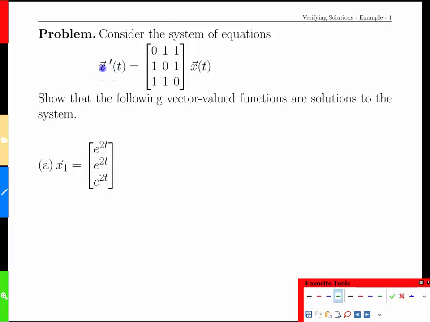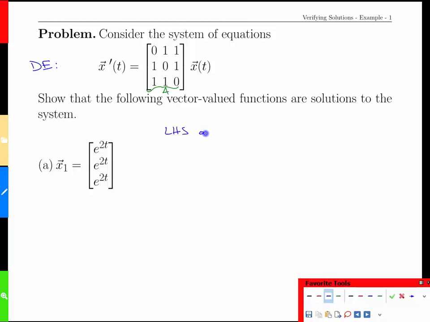Here's our scenario again, where we have the derivative of an unknown function, some matrix times the vector of unknown functions again. What we'd like to do is show that there are solutions to this and that we can demonstrate those solutions. And we will verify in the same way we did before. We'll figure out the differential equation here.